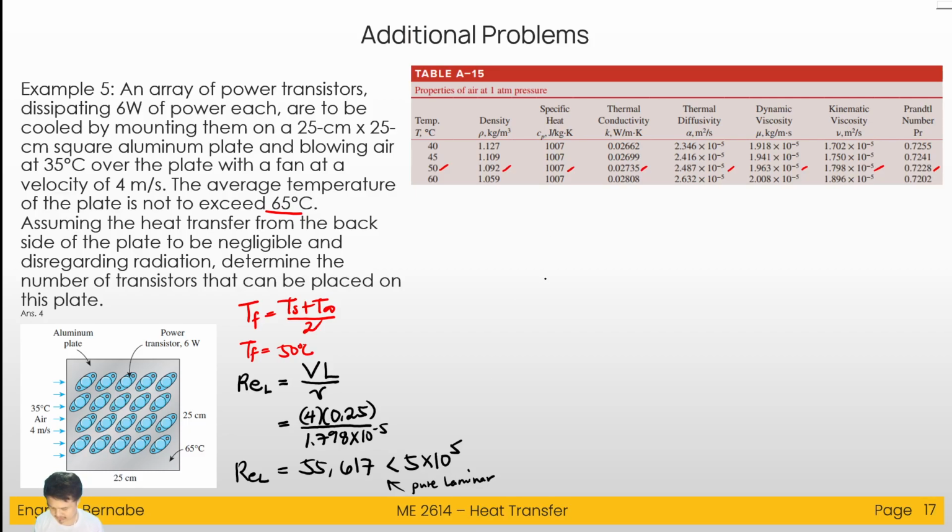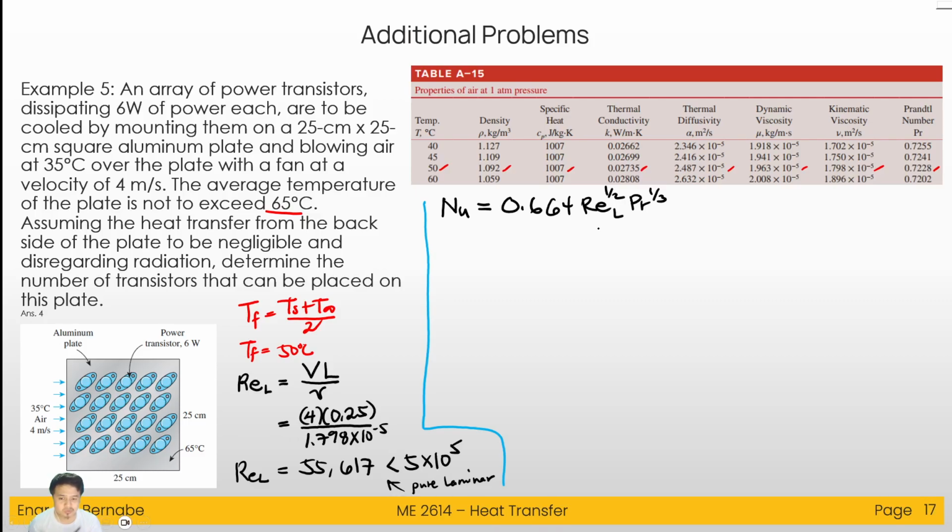So what's next? We can use the respective formula for purely laminar flow to find the Nusselt number. The average Nusselt number for purely laminar is 0.664 times the Reynolds number raised to 1/2, times the Prandtl number raised to 1/3. Sorry, this should be with L.